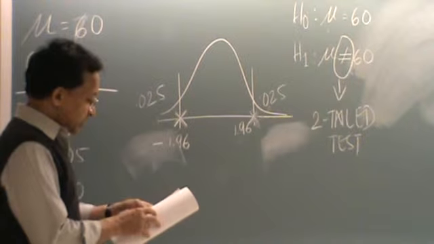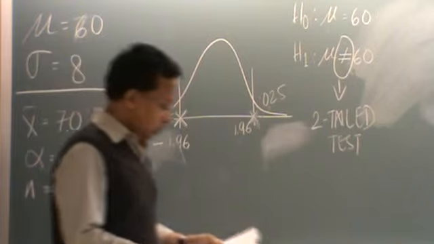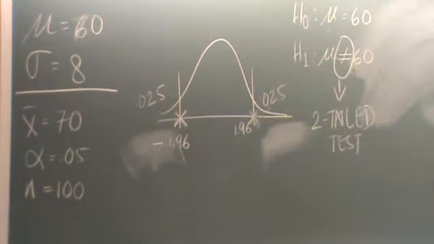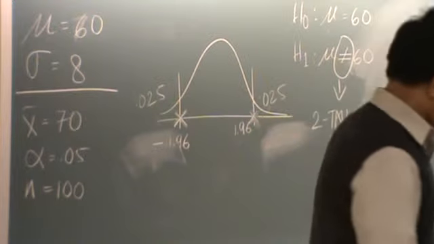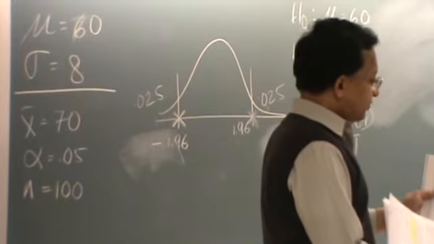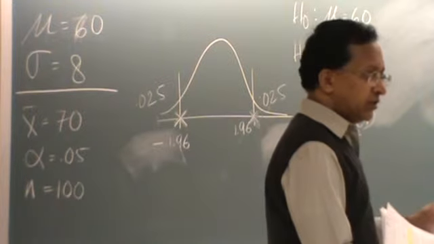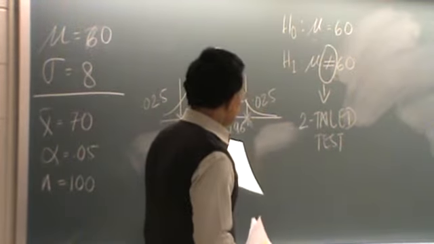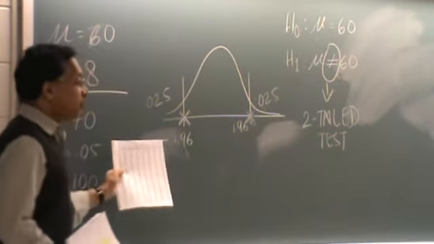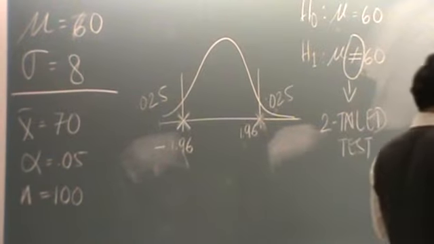Then we looked at the Z table, page number 226, if you look at column C, right here you will find 0.0250 and the corresponding Z value. So the Z value on this side will be 1.96, on the left side it will be minus 1.96. Now we need to do the calculation.